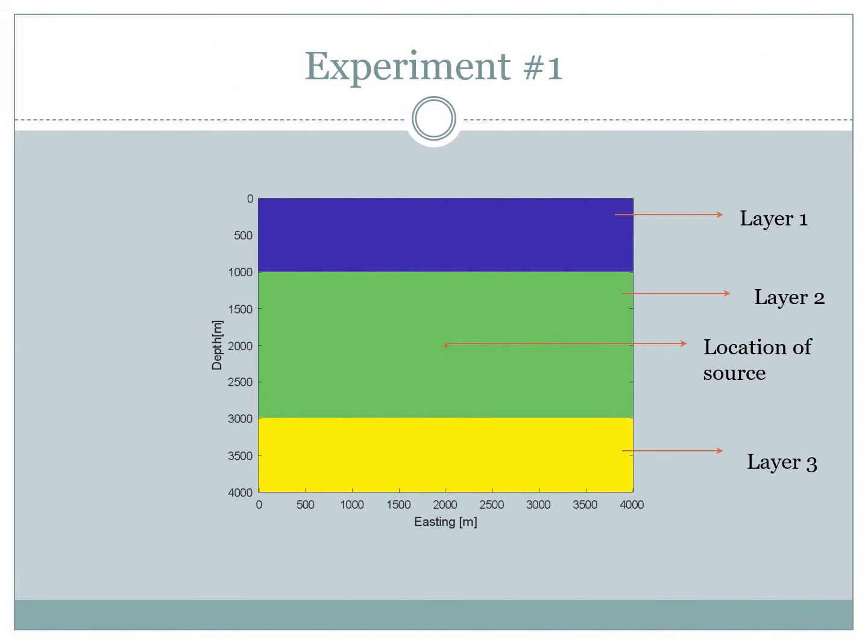So in this slide, you see an image. This image was generated on MATLAB, and it shows our first experiment. My mentor and I decided to place the location of the source at the middle of layer 2. All of our experiments consisted of 3 layers, the first layer at the top and the last layer at the bottom. In the x-axis, we have the eastings, which is in meters, and in the y-axis, we have the depth. As you go down, it gets deeper.